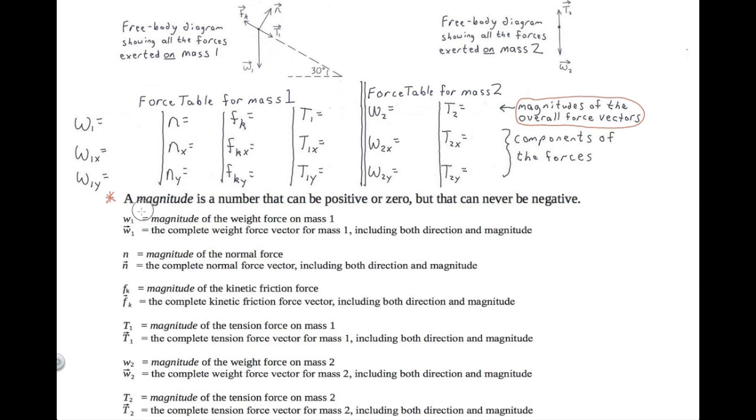In contrast, a vector symbol written without an arrow on top stands specifically for the magnitude of the vector. So, in the first row of our force tables, we write the vector symbols without arrows on top to indicate that these symbols stand specifically for magnitudes. In contrast, the purpose of the free body diagrams is to represent the directions of the forces. So in the free body diagrams, we write the vector symbols with arrows on top.